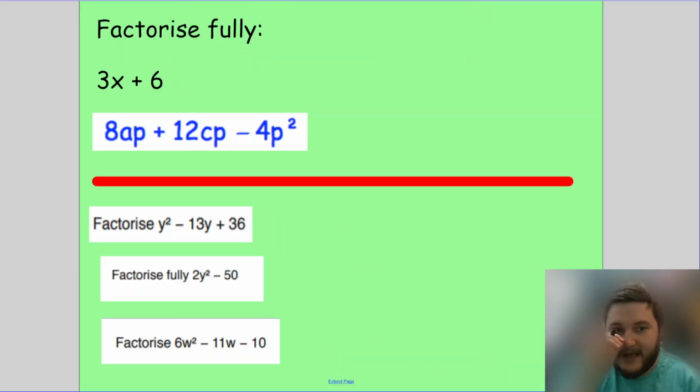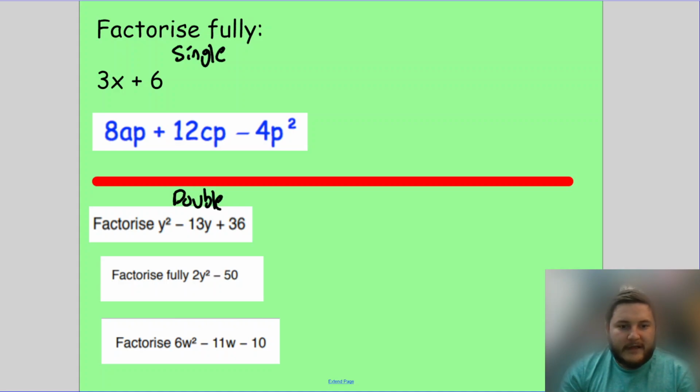Okay then, factorising. Factorising is the opposite of expanding, right? So you have an expression in algebra and you want to put it back into the brackets. Now, there is a big distinction here between the expressions on the top of this line and the expressions below the line. The ones above this line are single bracket, and the ones below the line are double bracket.